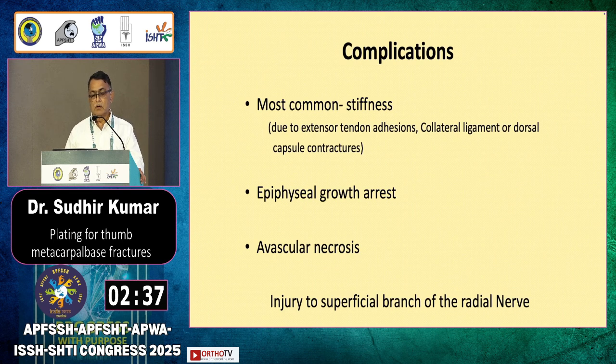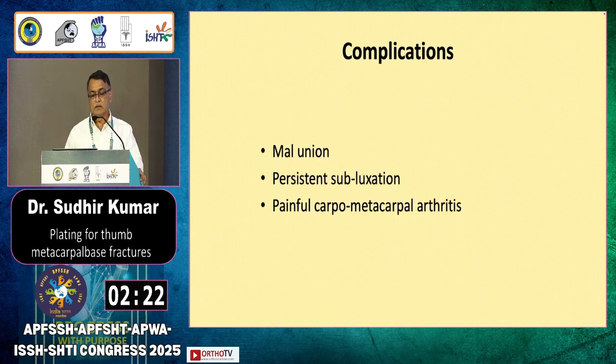The most common complication is stiffness, and epiphyseal growth arrest in the immature skeleton. Avascular necrosis if the fragment size is very small, and there is always a possibility of injury to the superficial branch of the radial nerve if you are not going to dissect out very carefully. There may be malunion, persistent subluxation, painful carpometacarpal arthritis.